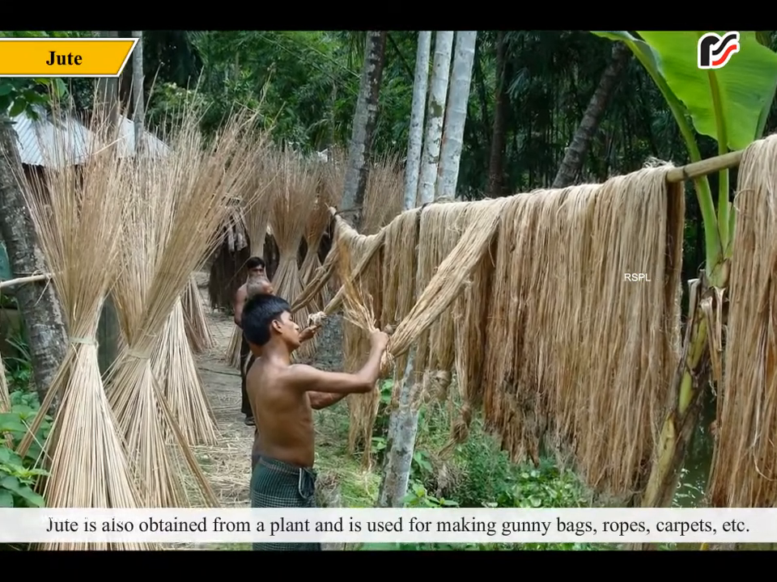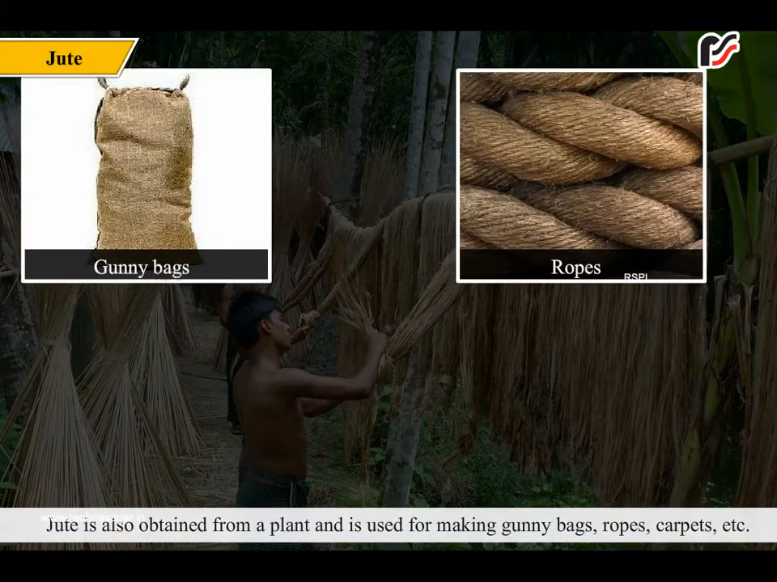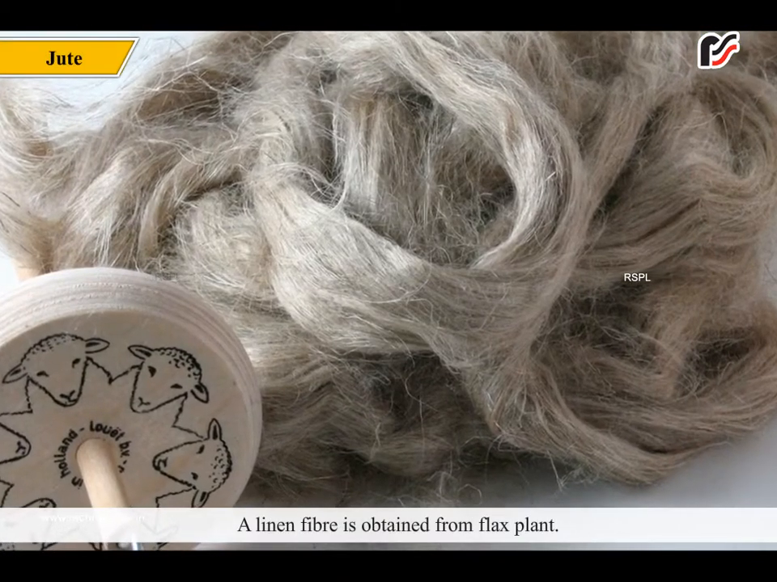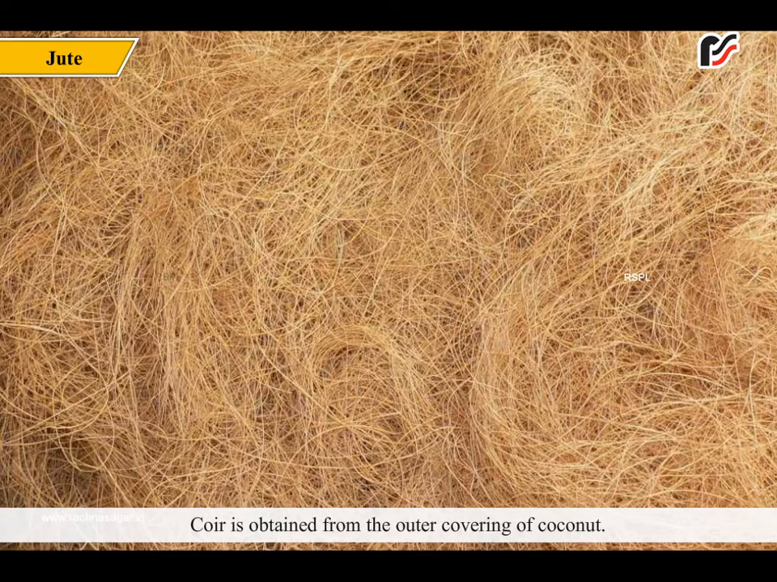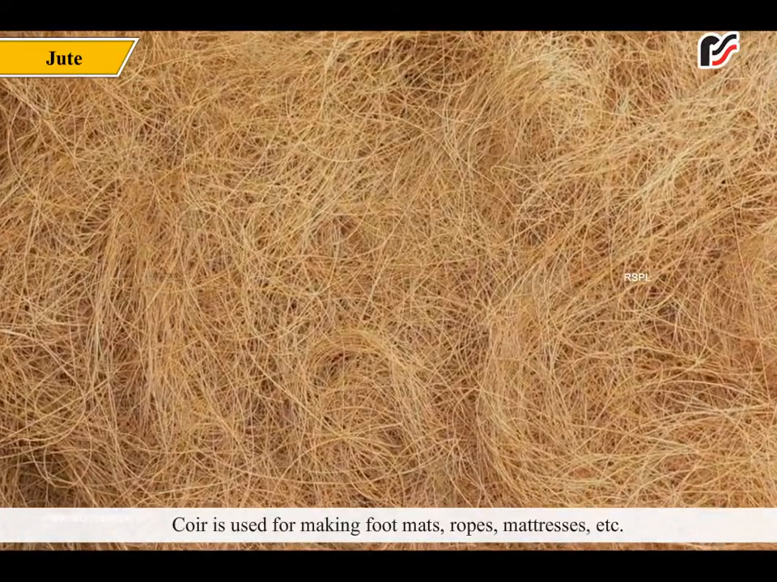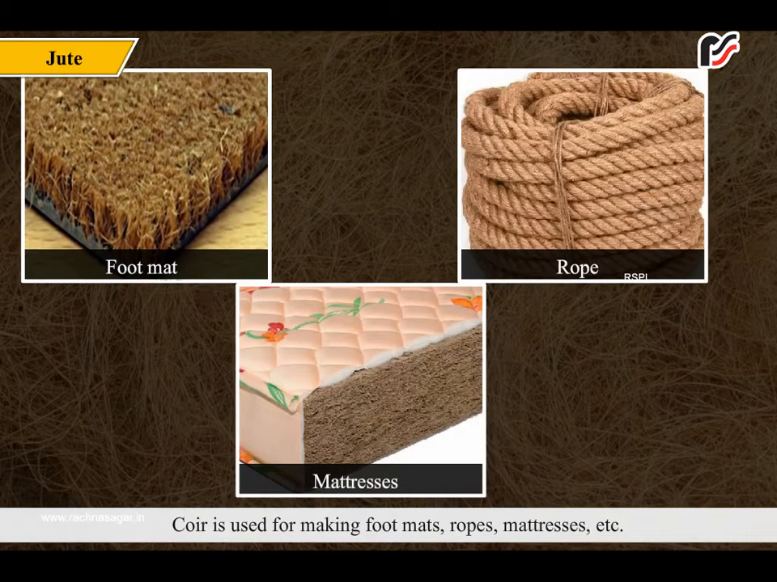Jute is also obtained from a plant and is used for making gunny bags, ropes, carpets, etc. A linen fiber is obtained from the flax plant. Coir is obtained from the outer covering of coconut. Coir is used for making foot mats, ropes, mattresses, etc.